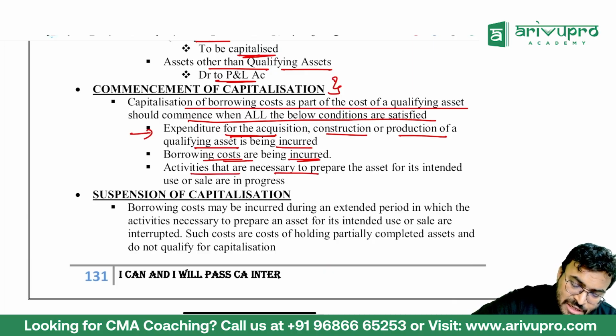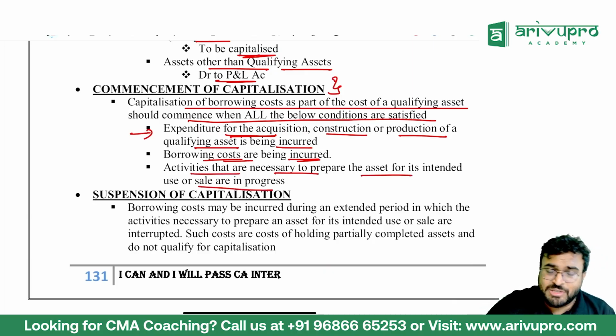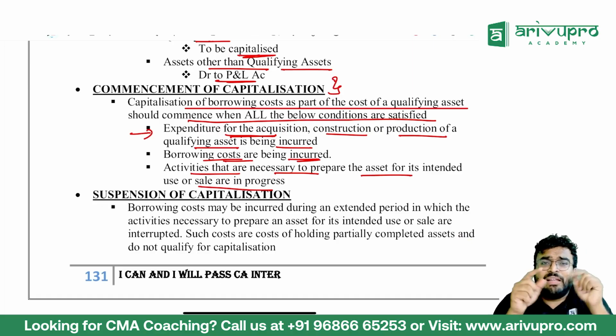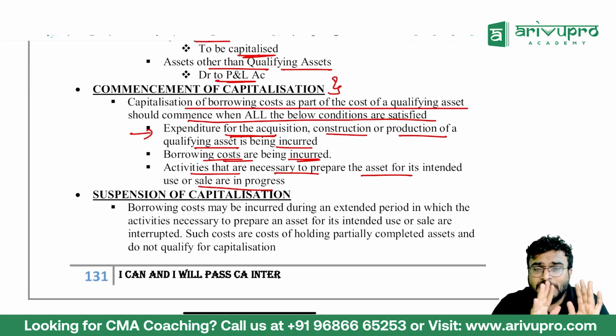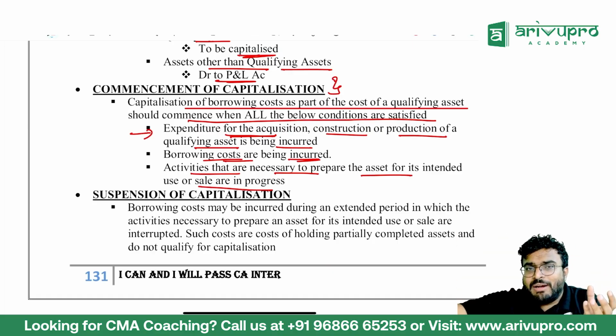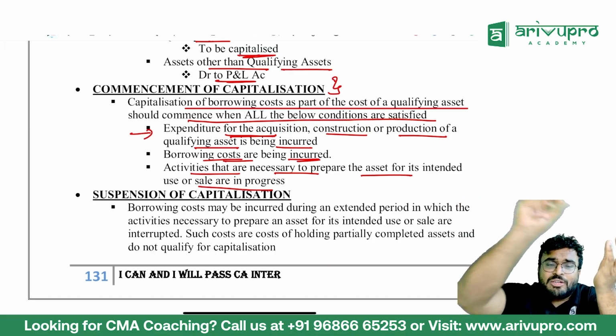Activities that are necessary to prepare the asset for its intended use or sale are in progress. Imagine you took the loan, you started the construction, then there was a COVID lockdown. Now you stop the work. The work is not in progress, so the interest will now go to P&L. You started the work again, now interest will be capitalized.